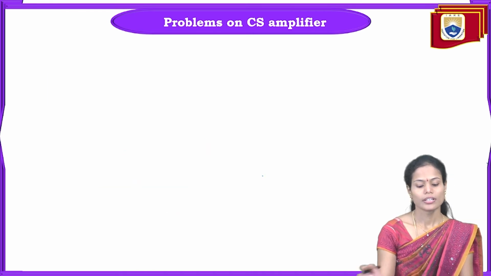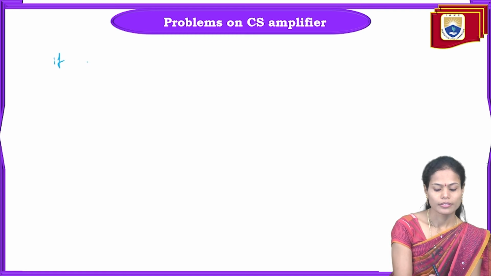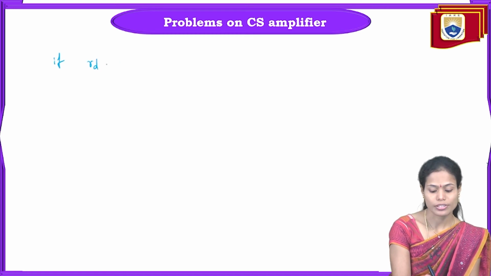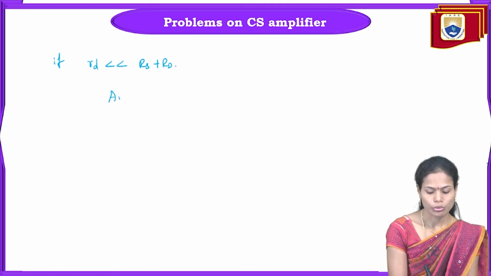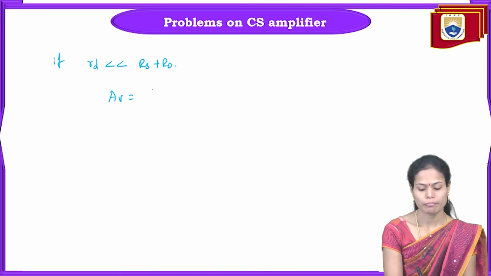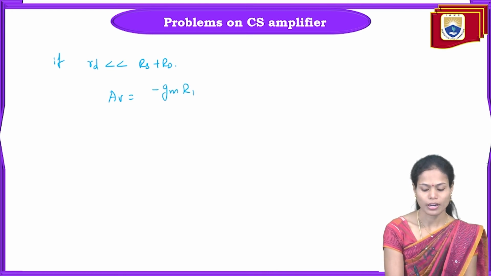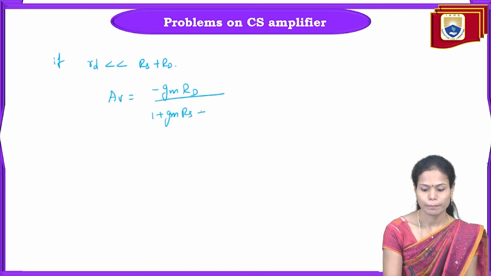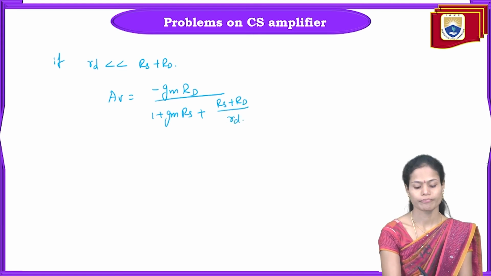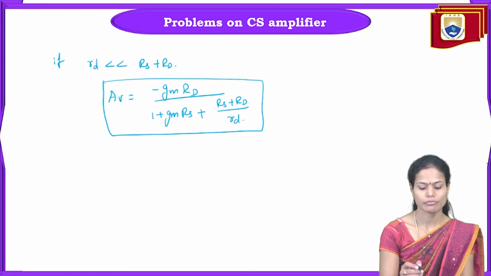And next, if the small rd value is less than the sum of the source and drain resistances, in that case, the voltage gain formula is minus GM RD by 1 plus GM RS plus the sum of both the resistances divided by small rd. So this is the formula.